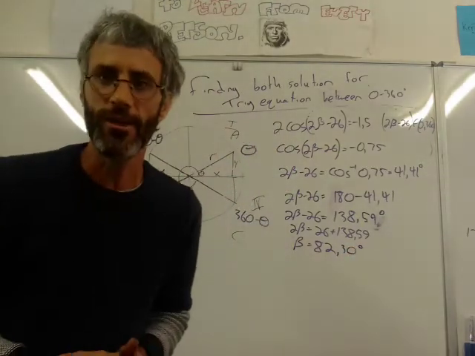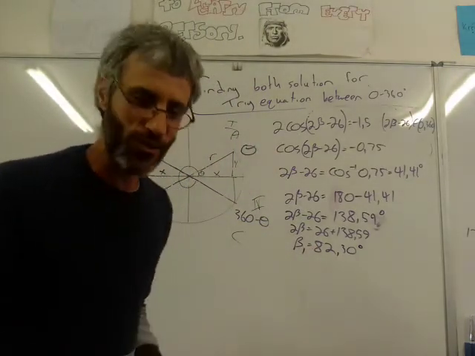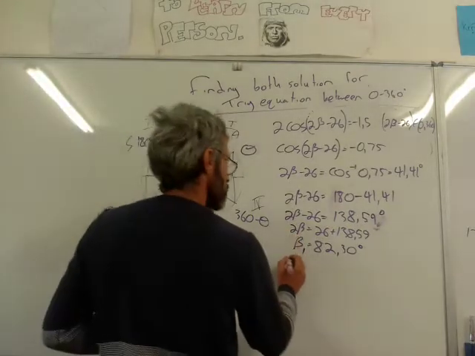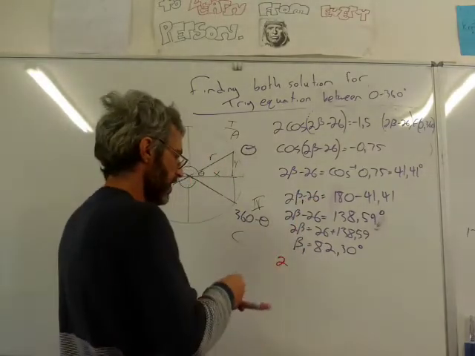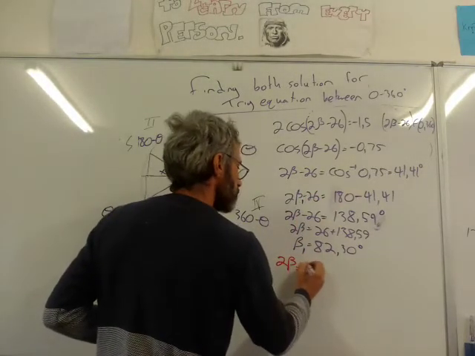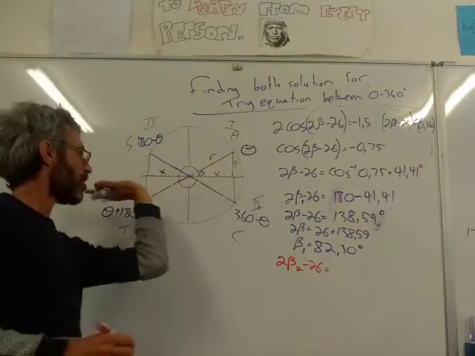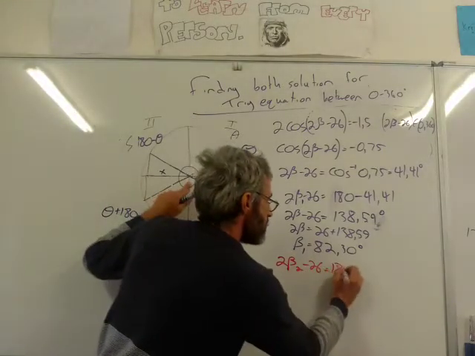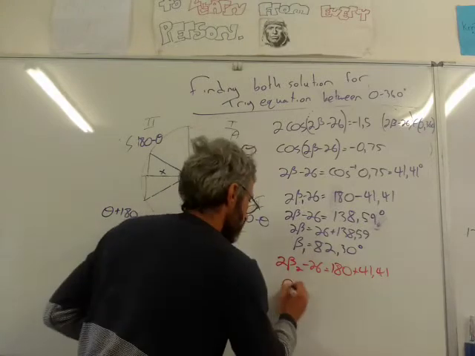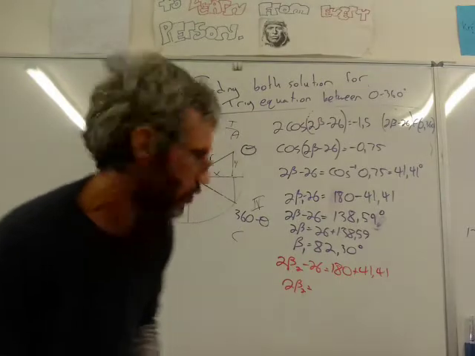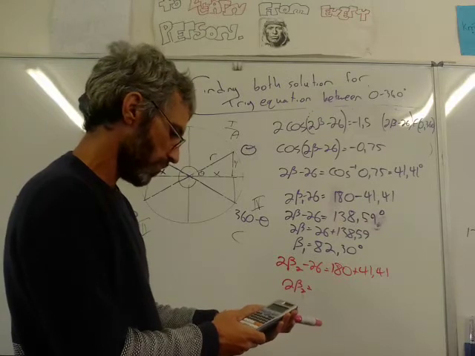That's one angle, but that was just one solution, right? Because remember, I have another solution. Let's do it in red. The other solution, I can even say this was beta 1, that one solution. The second solution, beta 2, is going to be not here, but rather there. Bending my arm here. How do I get that? I do 180 plus 41.41. So 2 beta 2 is going to be equal to, I'm just going to do a few steps together, 180 plus 41.41.